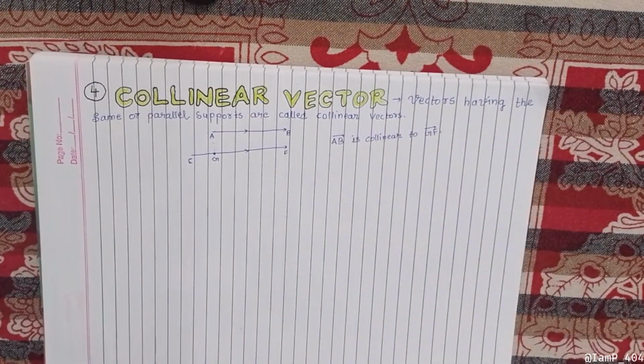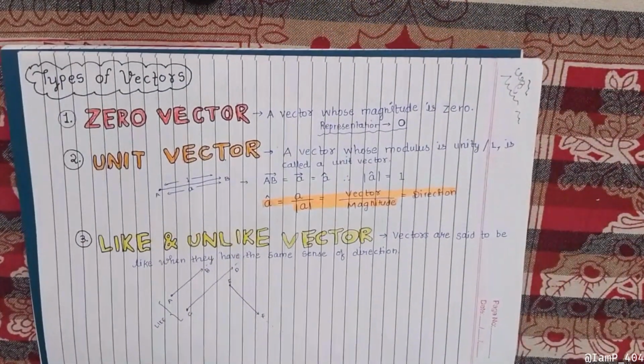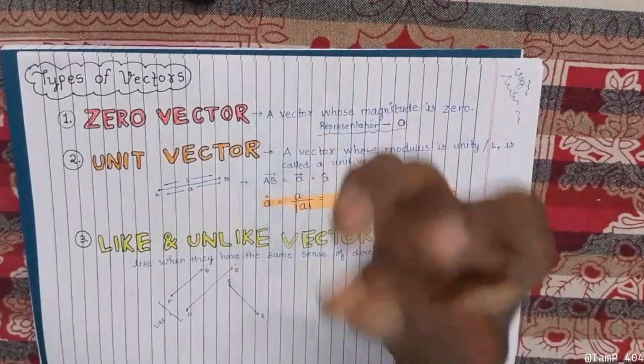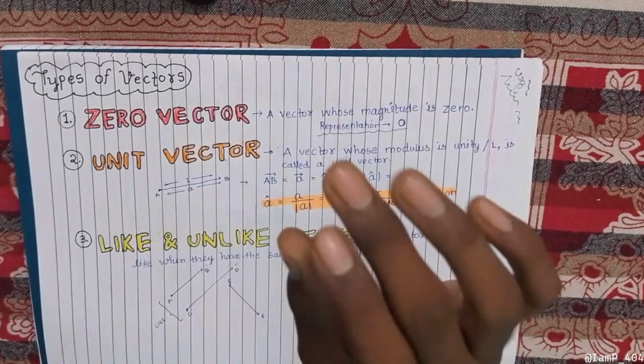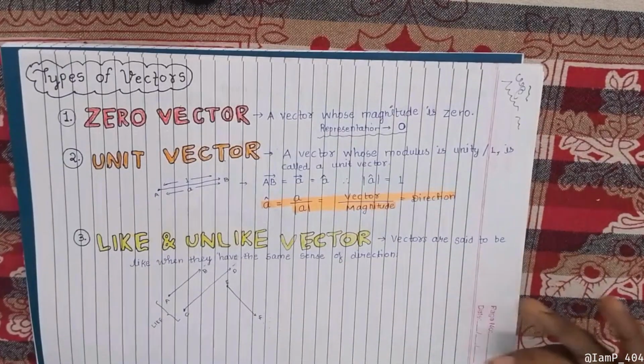Then the interesting part of the chapter starts, which is called types of vectors. We learn four types of vectors: zero vector, unit vector, like and unlike vectors, and collinear vectors, which you can also call parallel vectors. So zero vectors are those vectors whose magnitude is zero.